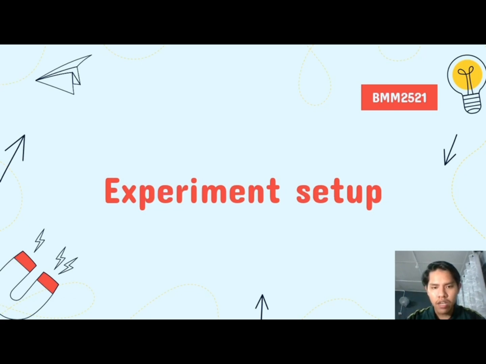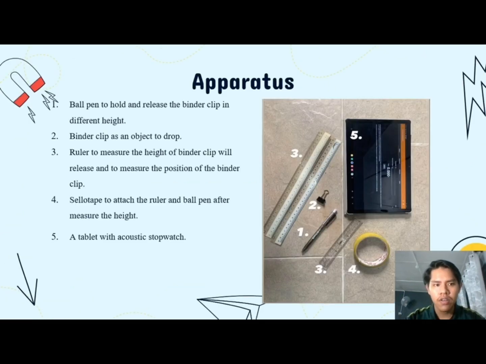I will explain about the experiment setup. First is the apparatus. Number one, we have a ball pen to hold and release the binder clip at different heights. Number two is binder clip as an object to drop. Number three, we have a ruler to measure the height of the binder clip we release and to measure the position of the binder clip. Number four is sellotape to attach the ruler and ball pen after measuring the height. Number five is a tablet with acoustic stopwatch.